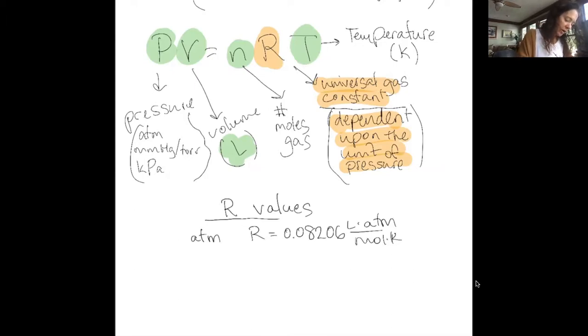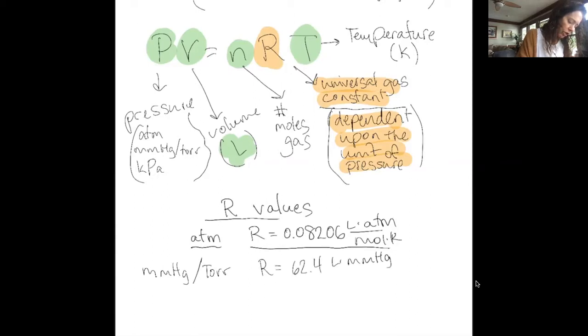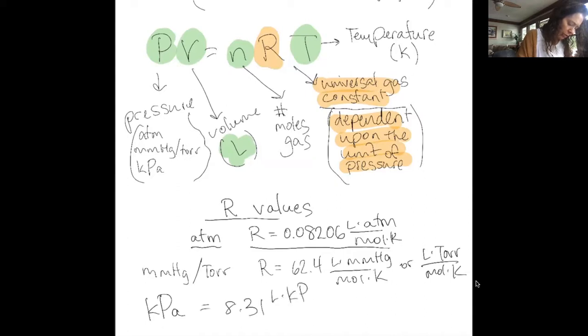If the pressure is measured in atmospheres, then this is what R is equal to. If the pressure is measured in millimeters mercury or torr, then R is going to be equal to 62.4 liters mmHg per mole kelvin, or liters torr per mole kelvin. If pressure is in kilopascals, we have 8.31 liters kilopascals per mole kelvin.